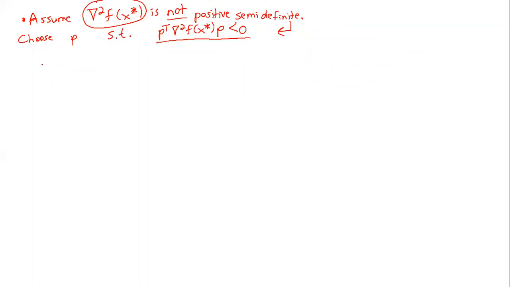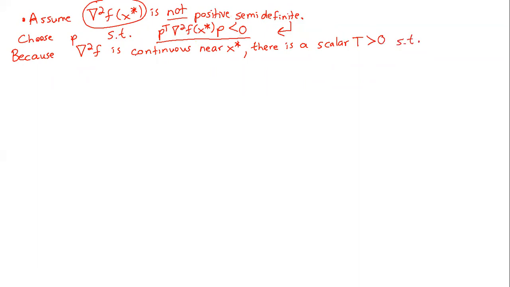So then we do a similar argument to what we did last time, where we say because del squared f is continuous near x star, there is a scalar T greater than 0, such that if we do p transpose del squared f of x star plus p, p gets less than 0 for all p contained in 0 to T.